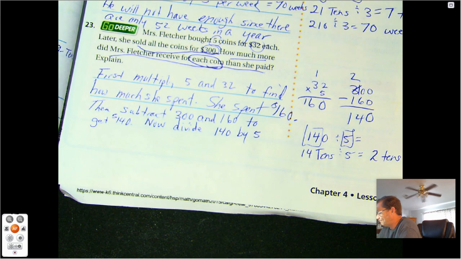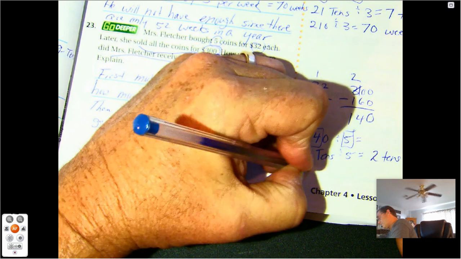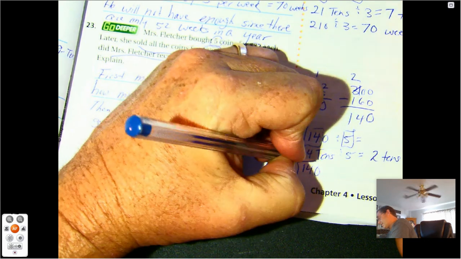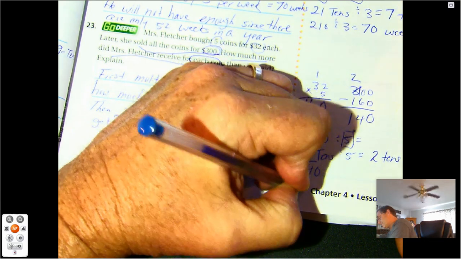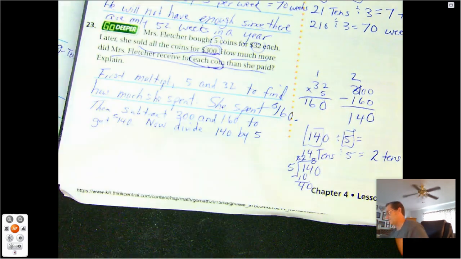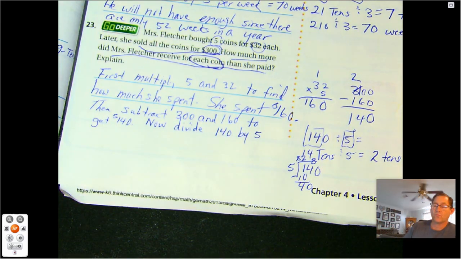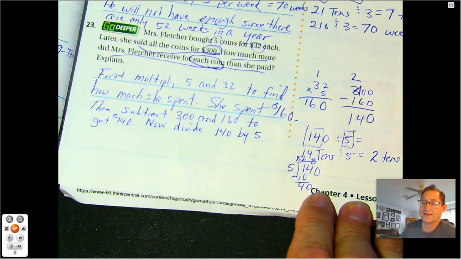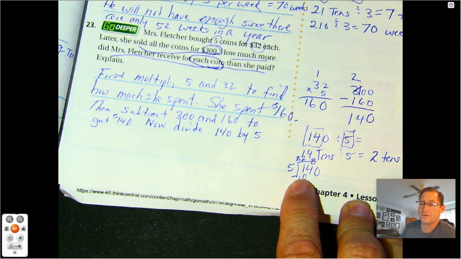So she did spend $160 and she sold all the coins for $300. Okay, so 140 divided by 5. So $28. Now, I can do this one because I know the process for dividing that. So there must be a simpler way for you to do it.